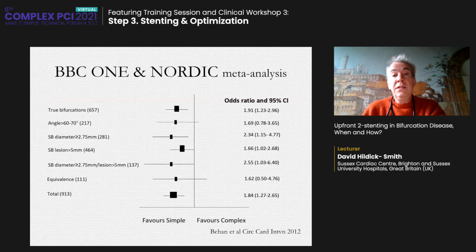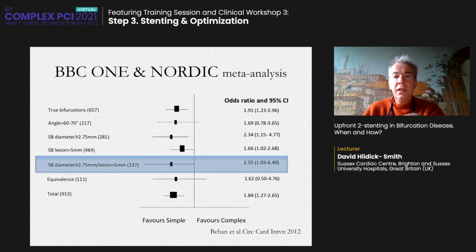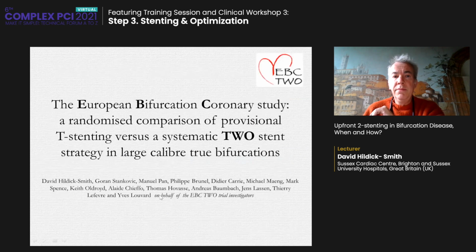If you look at the analysis of what is admittedly some old study now, BBC One and Nordic, you can see that even in the patients here highlighted who had a side branch diameter greater than 2.75 and a lesion length greater than 5 millimeters, the simple approach was still preferred in terms of outcomes. These are patients in whom many operators would consider 2 stents to be required.